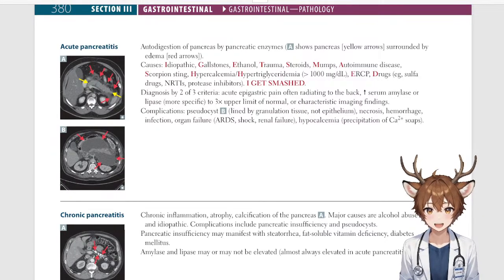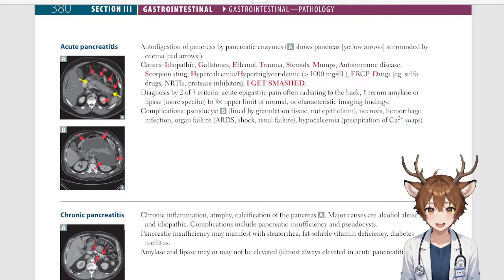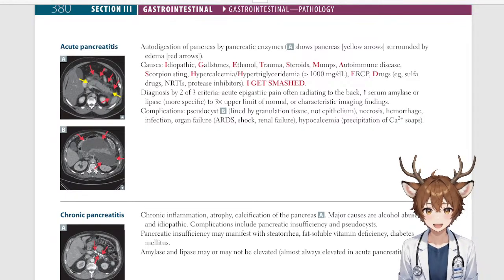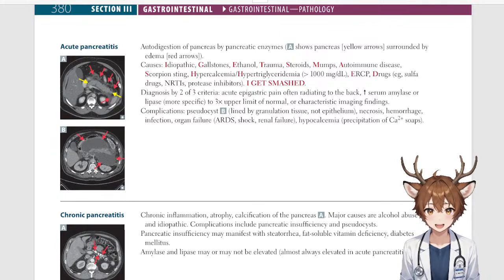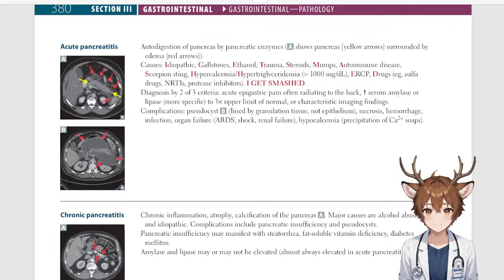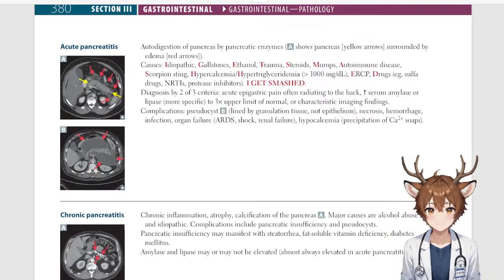Now we're talking about pancreatitis. So we have acute and chronic. Acute pancreatitis. Autodigestion of pancreas by the pancreatic enzymes. And you can see that in picture A. A shows pancreas, yellow arrows, surrounded by edema, which are the red arrows.